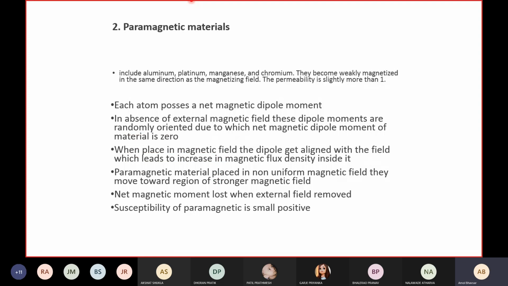Then the next article is paramagnetic material. So we are talking about the different types of material. Paramagnetic now. Which are the paramagnetic materials? Aluminum, platinum, manganese and chromium.